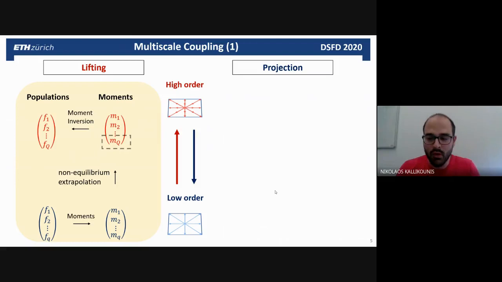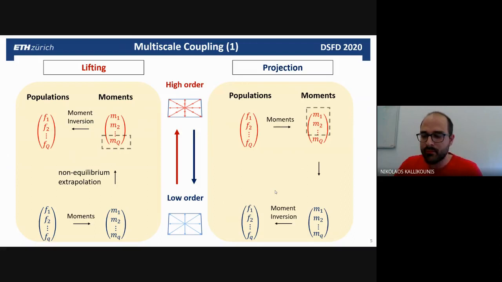To perform the projection transformation, we start with a given high order population vector and construct the moments. From this, we keep the first moments that match the dimensions of the low order velocity set, and then we transform back to the population.